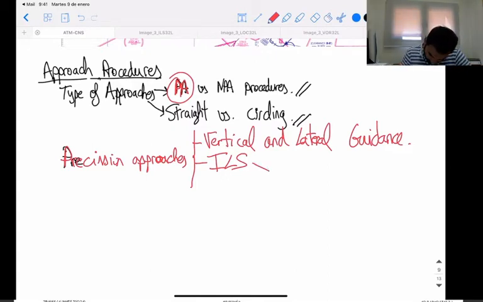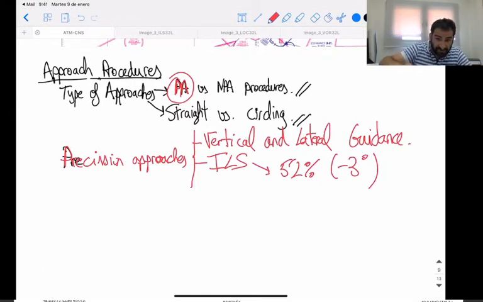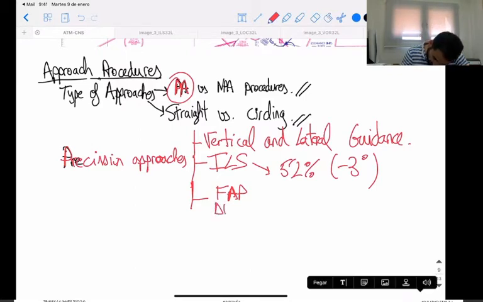The gradient is 5.2% or minus 3 degrees. This is the same gradient that the glide slope is going to define in the procedure. And in these precision approaches, we talk about FAP, final approach point. So it is a point, it's not a fix. And we talk about decision height or altitude to initiate a go-around procedure. We will see more on decision height, altitude in next videos.